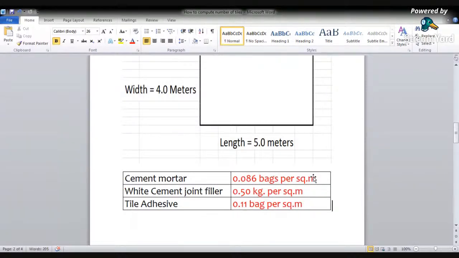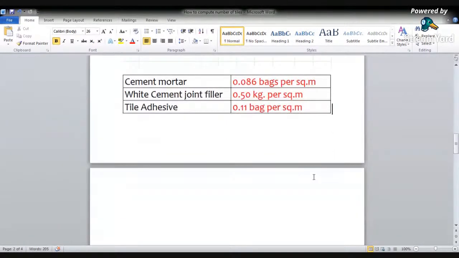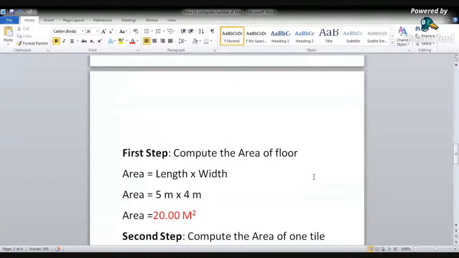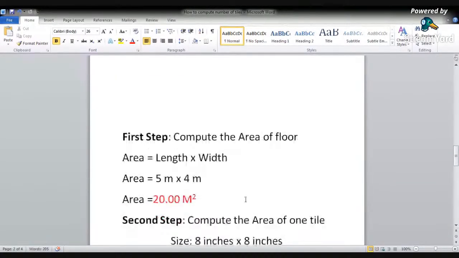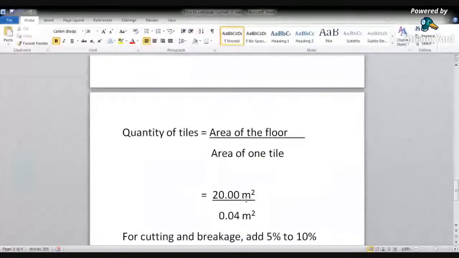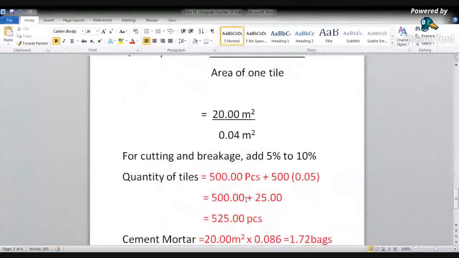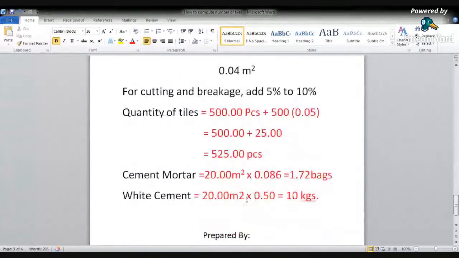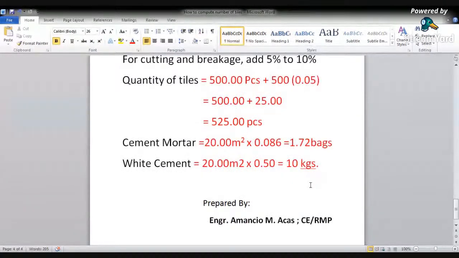So this is why below I multiplied this area, 20 square meter, this is the area of the floor, times 0.086, so 1.72 bags of cement mortar. White cement, 20 square meter times 0.5, 10 kilograms.